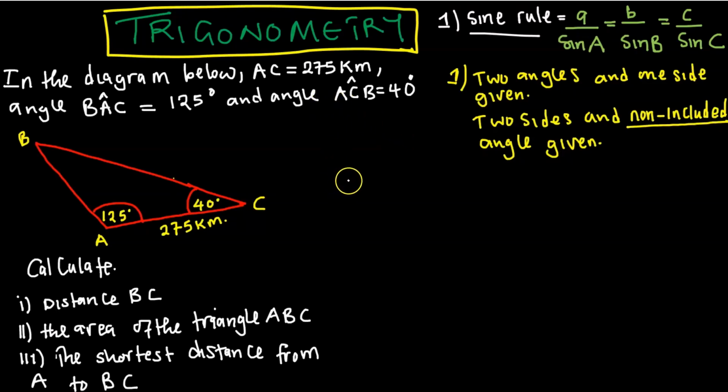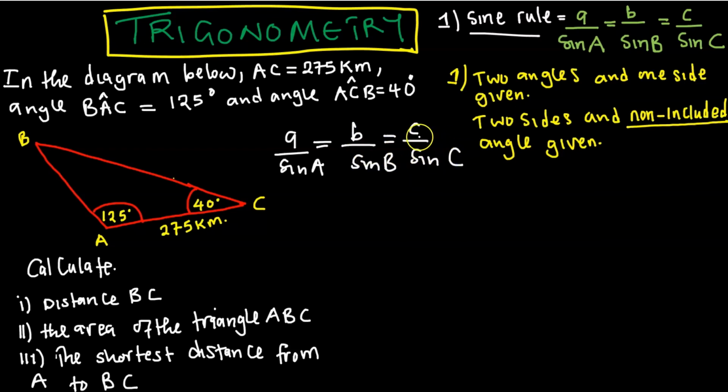In this video, we are going to look at trigonometry, and we are going to focus on sine and cosine rule. So let us start with sine rule. It's very important you know the general formula for sine rule, and this is a over sine A equal to b over sine B equal to c over sine C. So this is the general formula for sine rule.